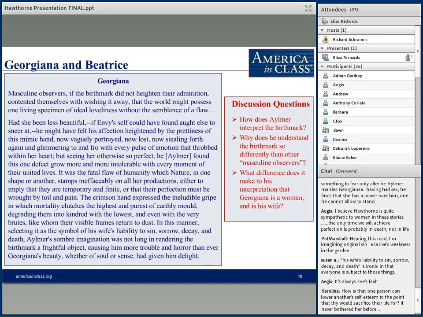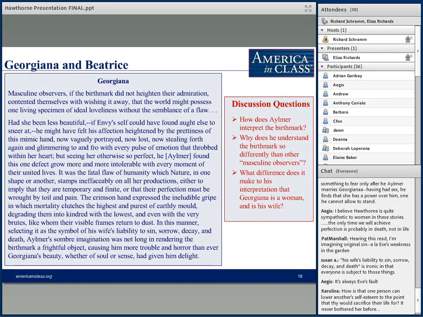"He might have felt his affection heightened by the prettiness of this mimic hand, now vaguely portrayed, now lost, now stealing forth again and glimmering to and fro with every pulse of emotion that throbbed within her heart." So he's noticing her sensual, physical being, the blood pulsing through her veins, the radiance of her skin and that sort of thing. So even though he doesn't overtly say anything about sexuality, he's viewing her as a sensual being, but then turning it all into an obsession with the crimson hand. So I think that's a reading that you could really support well.